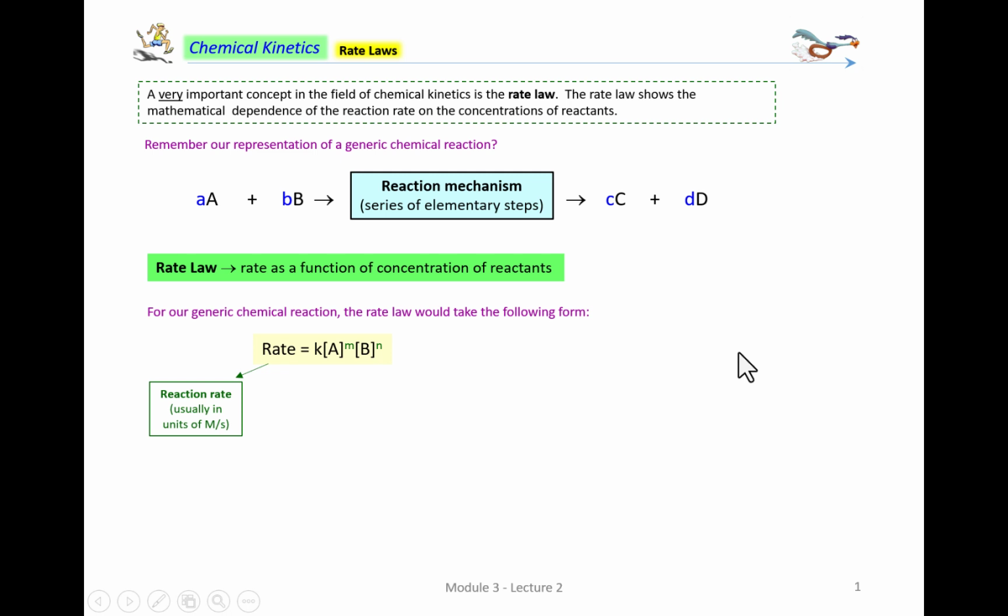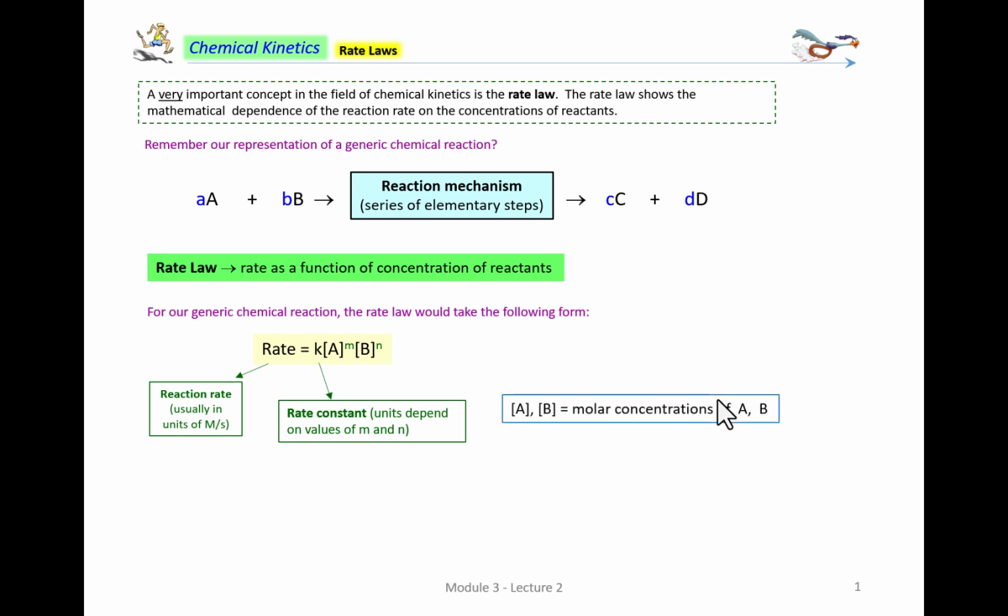Let's define these terms a little more explicitly. The reaction rate, as you recall, is usually in units of molar per second. It's change in some quantity per unit time. The rate constant is a quantity whose units will depend on the values of m and n. The bracketed A and B terms are the molar concentrations of the reactants A and B. Remember, the square brackets typically mean molar concentration.